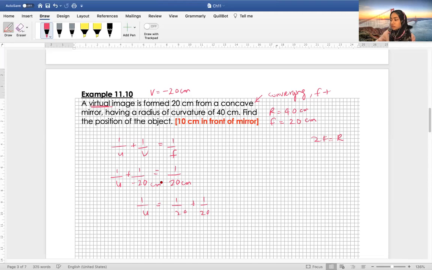So that is 1 over 20 plus 1 over 20. If everything is in centimeter, your answer should also be in centimeter. So that is 2 over 20, which means 1 divided by, so it's 10 centimeter. The answer is positive centimeter. So U is positive 10. Positive means that it is real. So yes, it is in front of the mirror. Real means in front.